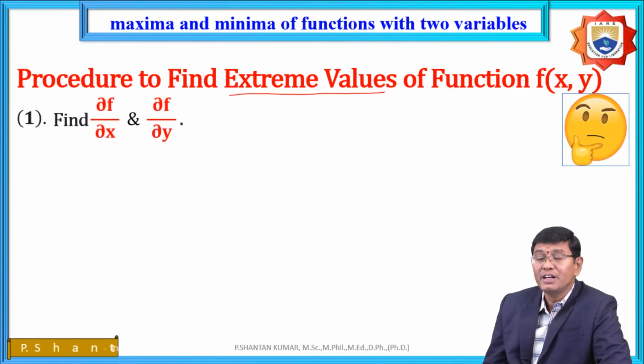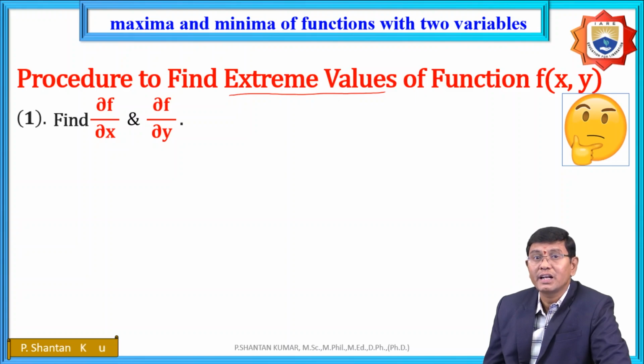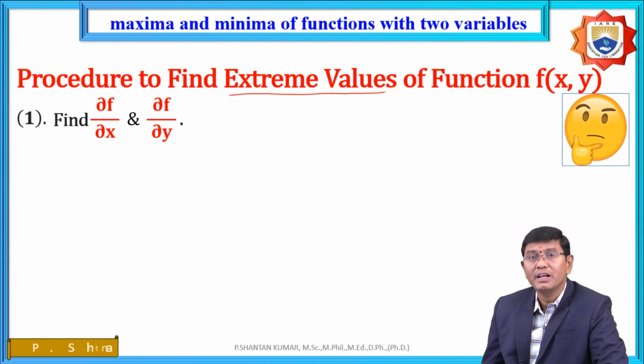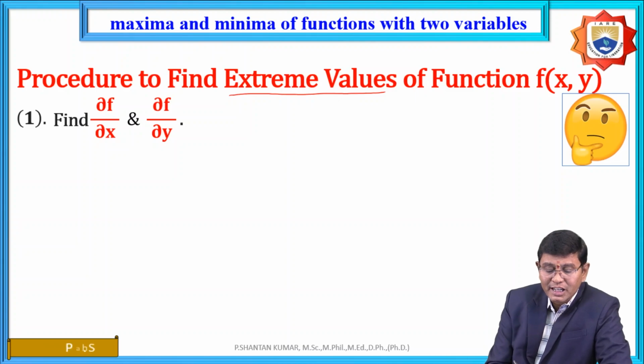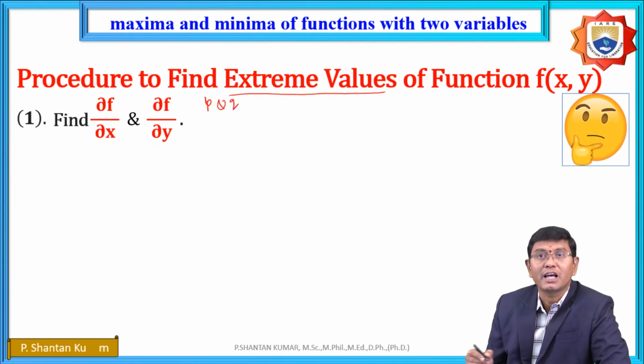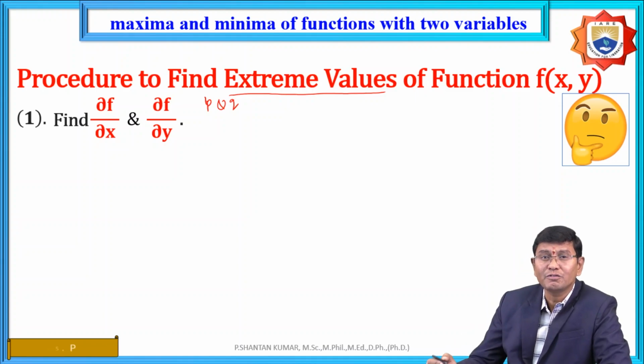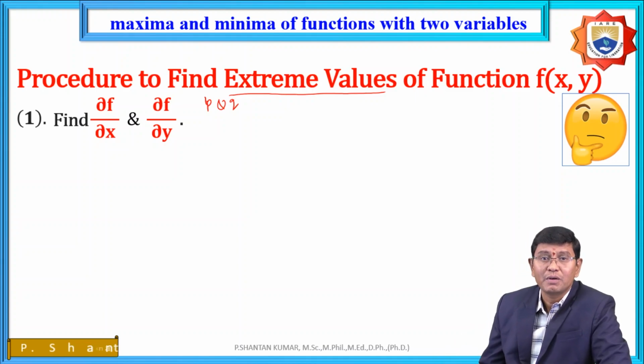And after that, we need to find out the first order derivative with respect to x and y. That means we need to find the first partial derivatives, dou f by dou x and also dou f by dou y. This is nothing but finding p and q, which is a small terminology. That is the first step to find p comma q.